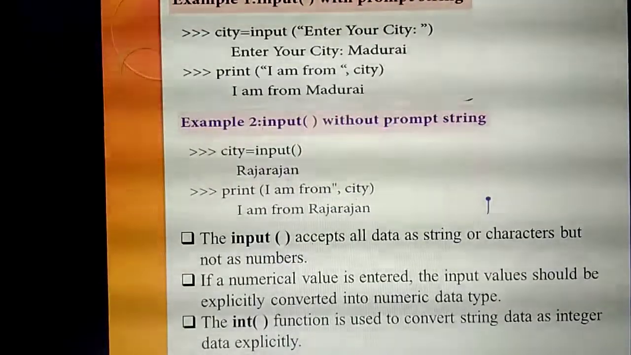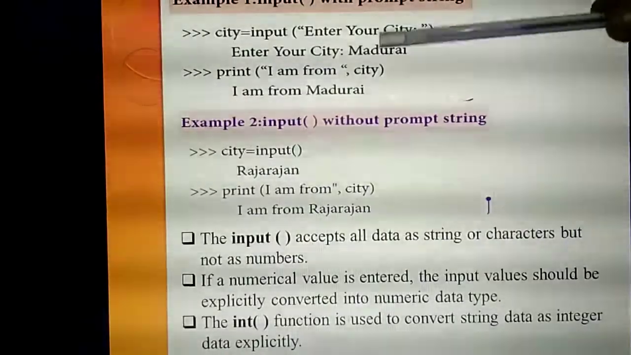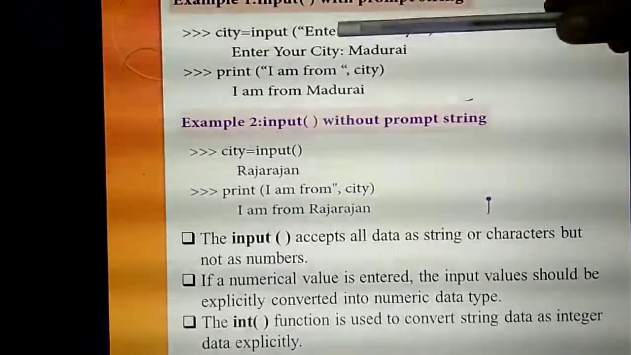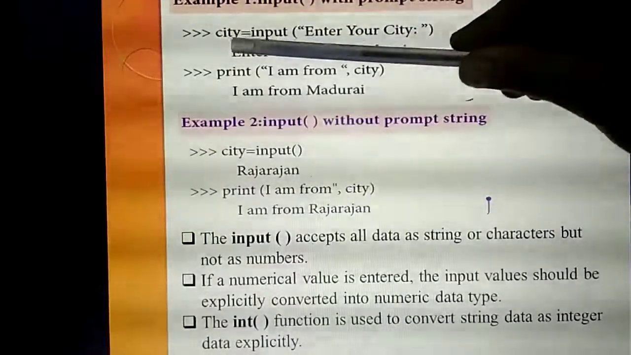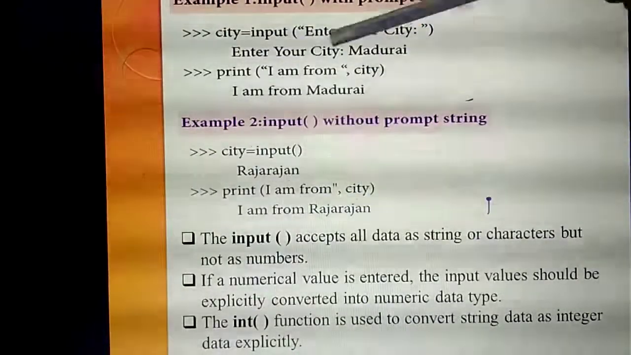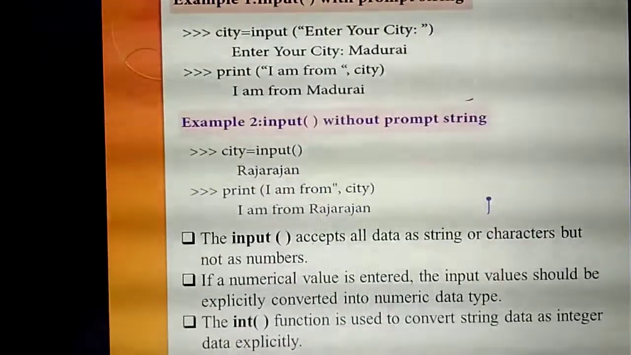Understand? What do you mean by prompt string? It is the statement you give inside the input() function. So what's the prompt string here? Enter your city. I am storing this value in the variable city. Next, in the print() function I am giving I am from, and calling the variable city. The same result is displayed here.